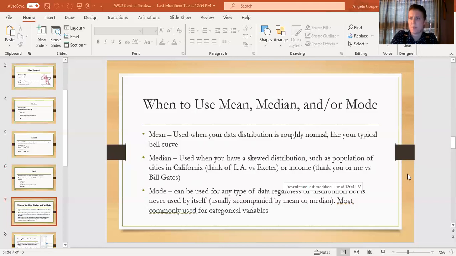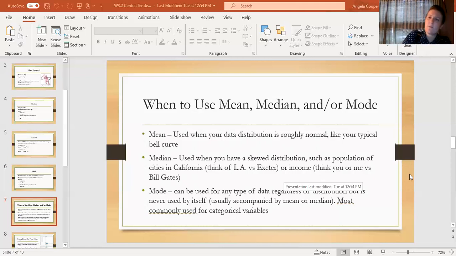So a normal distribution is that typical bell curve, like I can't really make it with my arms, but the bell curve where it's small on the sides, and then the bell of it is where the most scores tend to lie. So that typical bell curve is what we use mean for when we're trying to calculate the central tendency for those normal distributions, or the bell curve, if you will.